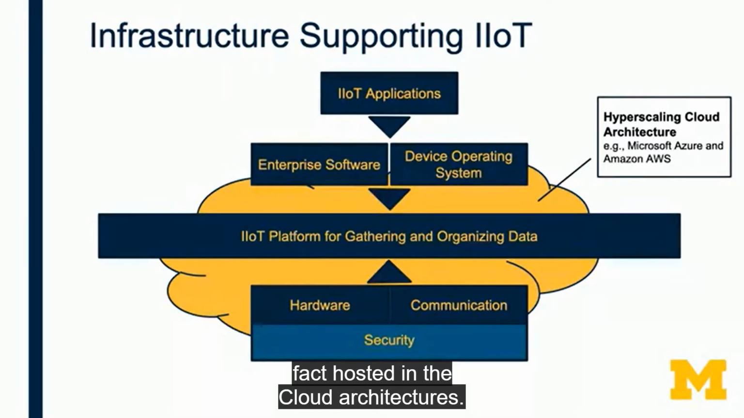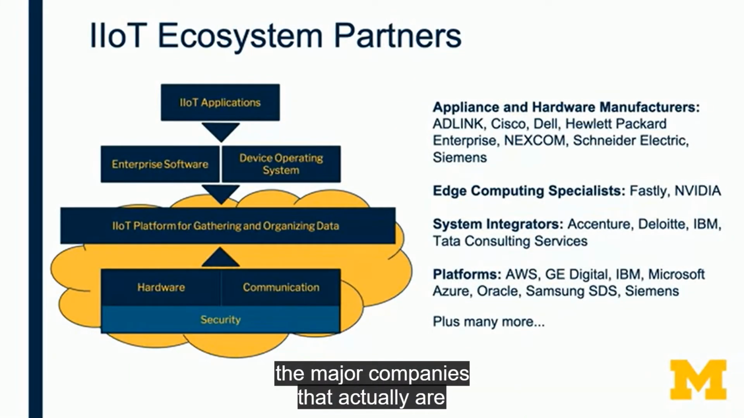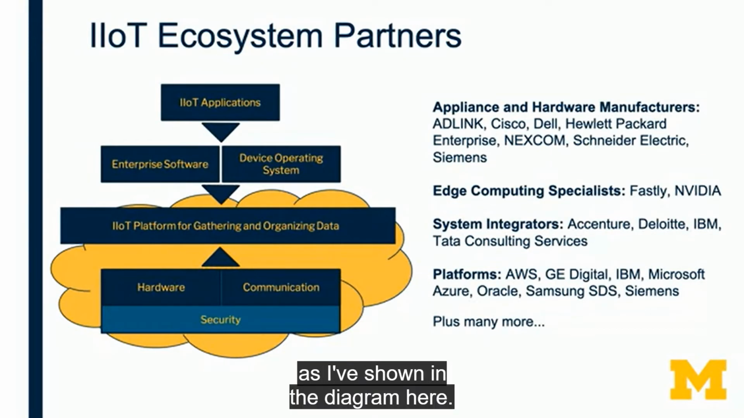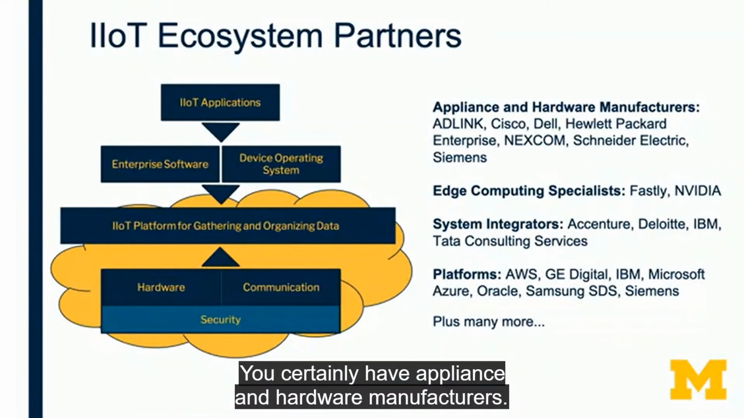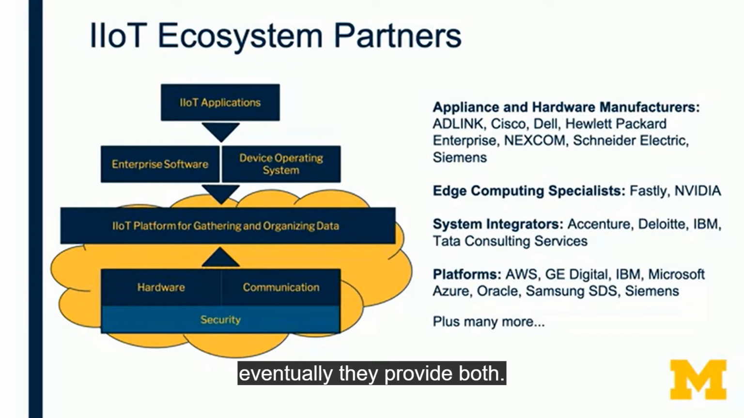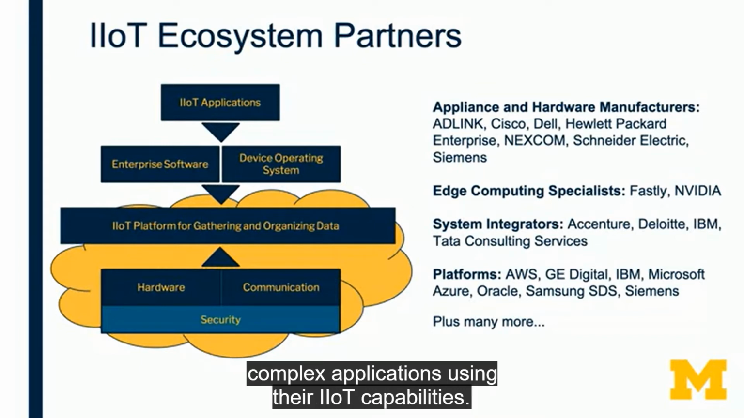It is also important for us to understand who some of the major companies are that play roles in various layers, as I have showed in the diagram here. You certainly have appliance and hardware manufacturers. Siemens is both a hardware and a software manufacturer, because they provide both. In fact, they're very well known for their platform MindSphere that connects all different IoT applications and also more complex applications using the IoT capabilities.